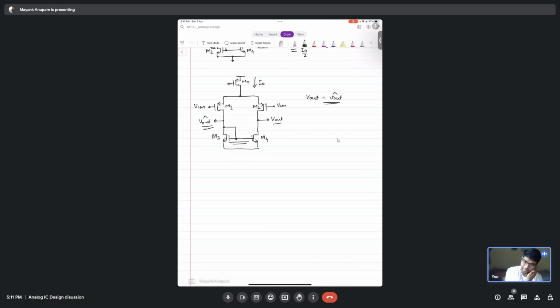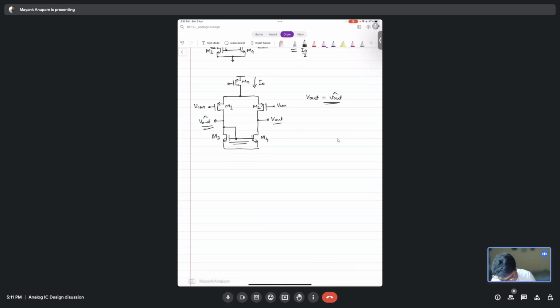I'm sorry, I cannot hear you. Can you please speak up? Actually, I was saying if M1 and M2 are equal, then there should be equal load on M3 and M4. Then V out dash and V out are equal, I guess.